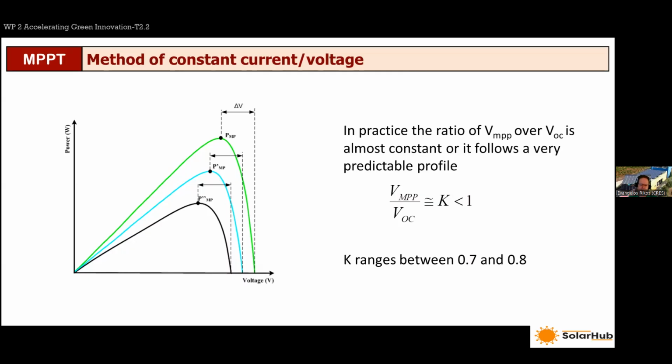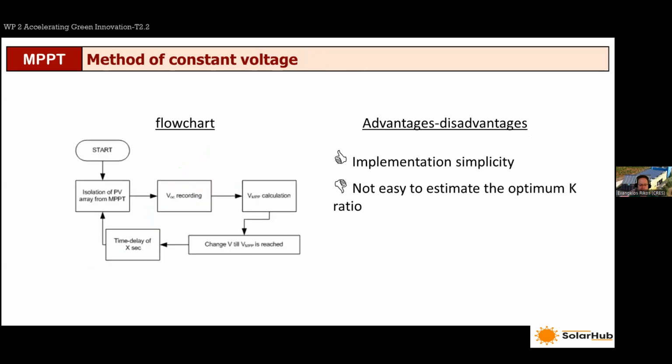There is an approximation of the VMPP voltage over VOC, which is given by a constant K, which ranges between 0.7 and 0.8 for values close to the standard testing conditions, and it's always lower than 1 in any case, but it's not constant. Before we explain the variability of this K, here is some more information about the method itself.